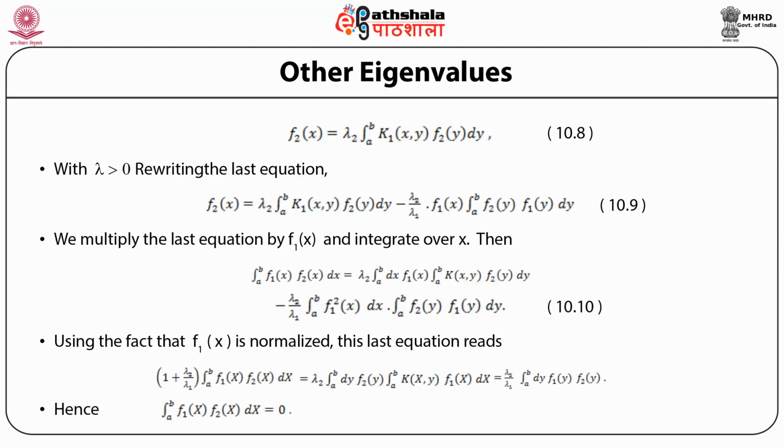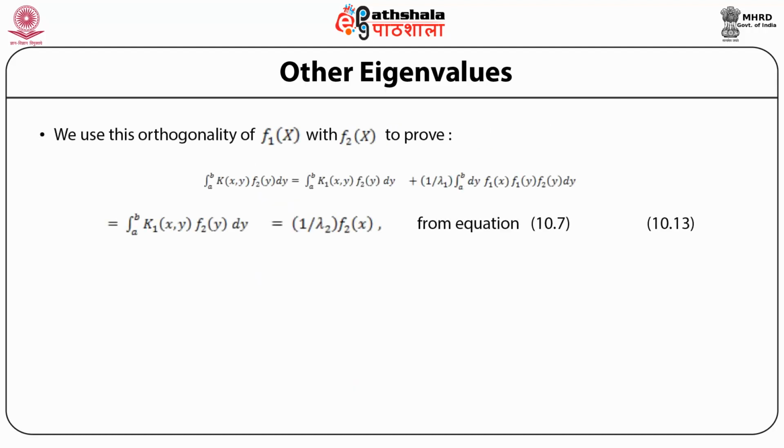That is, f1 and f2 are orthogonal. We use this orthogonality of f1x with f2x to prove that the integral of k times f2y dy from a to b is equal to the integral from a to b of k1 into f2y dy plus 1 upon lambda 1 integral a to b of the product of f1x, f1y, f2y dy. This can be seen to be equal to the integral from a to b of k1 into f2y dy.